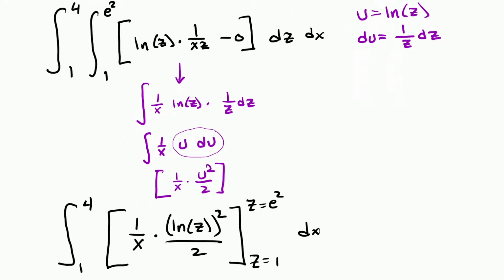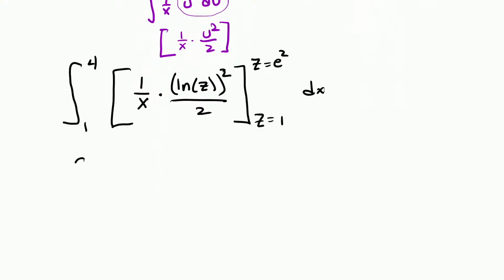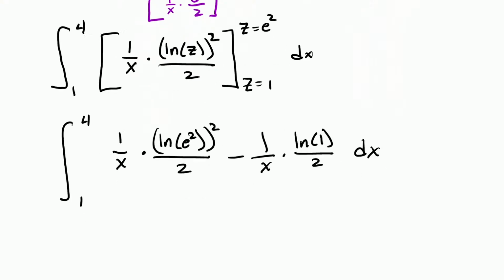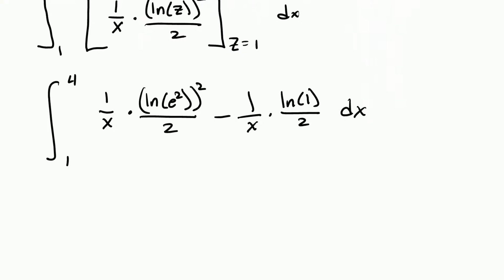Okay, almost there. Let's plug and chug at this point. This isn't too bad. So this is the integral from 1 to 4 of 1 over x times natural log of e squared, which is 2, times natural log of 1. The natural log of e squared is the number 2 because natural log and the exponential function are inverses of one another. And so that will be 2 squared over 2.